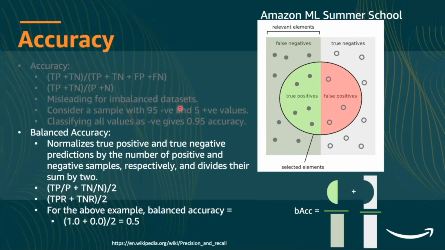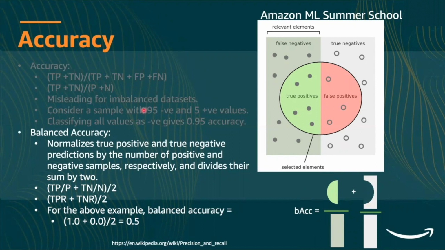So what you do in this case is compute the balanced accuracy measure. It normalizes the true positive and true negative predictions by the total number of positive and negative samples, so you are taking into account the amount of positive and negative samples. You take the true positives and divide by the total number of positive samples, you take the true negatives and divide by the total number of negative samples, and you take the average of the two.